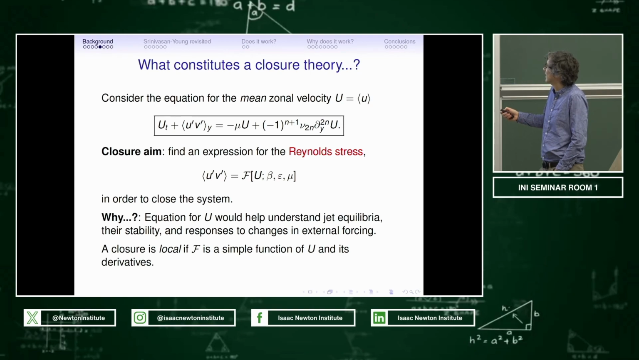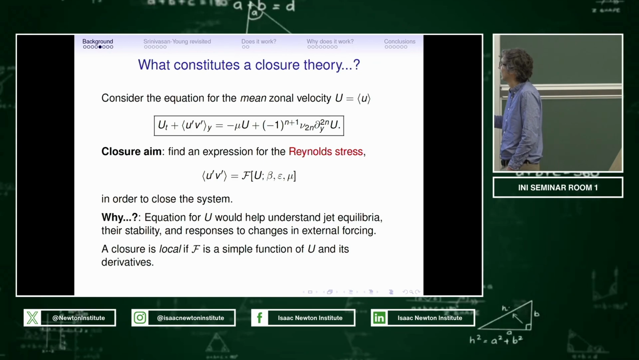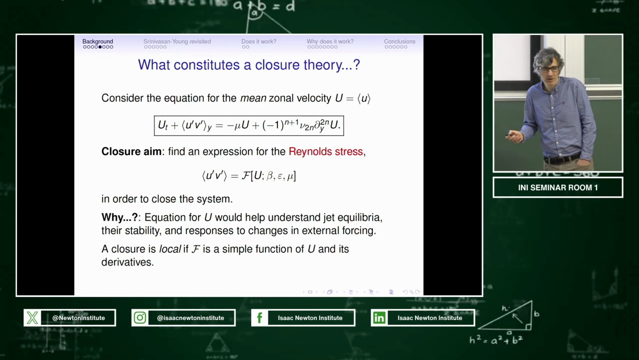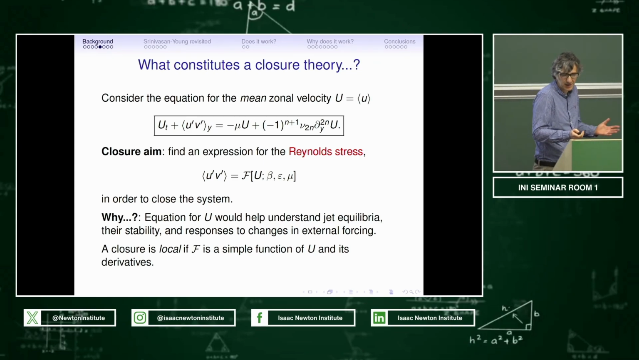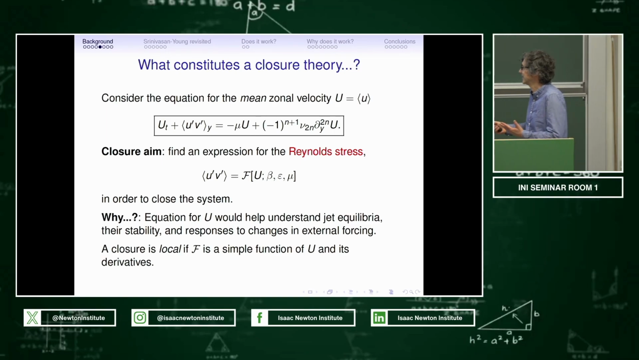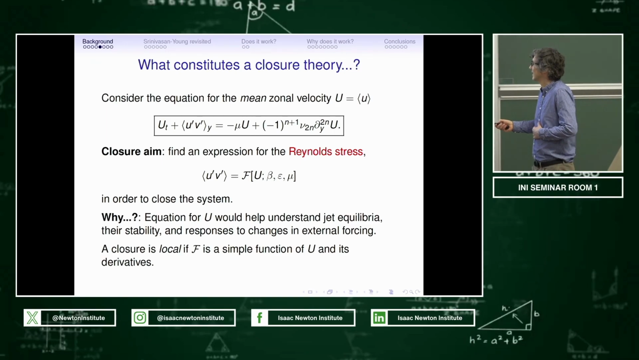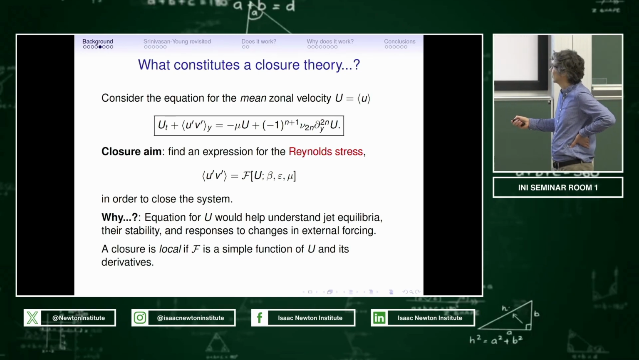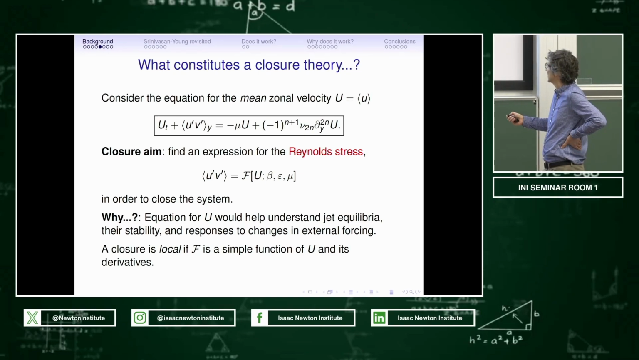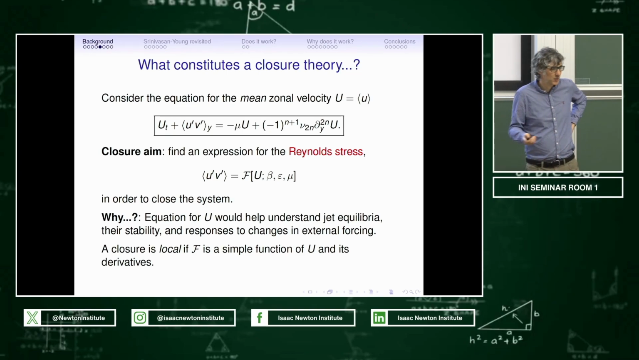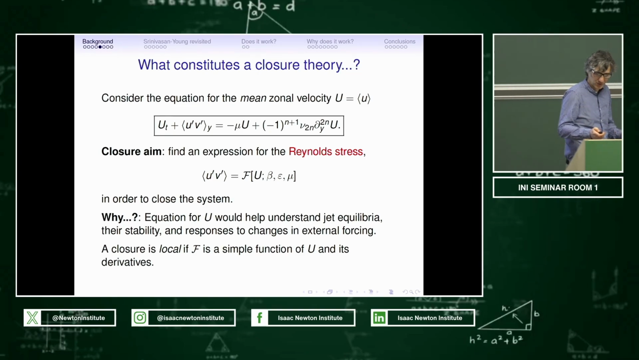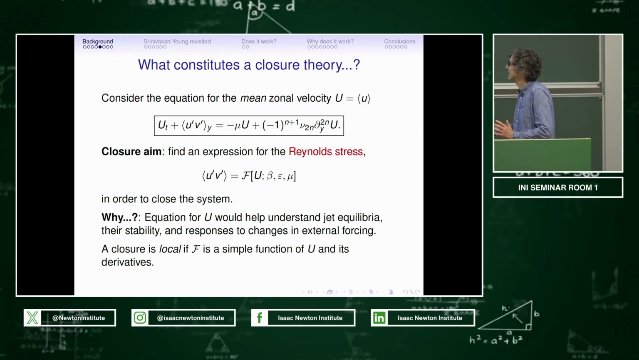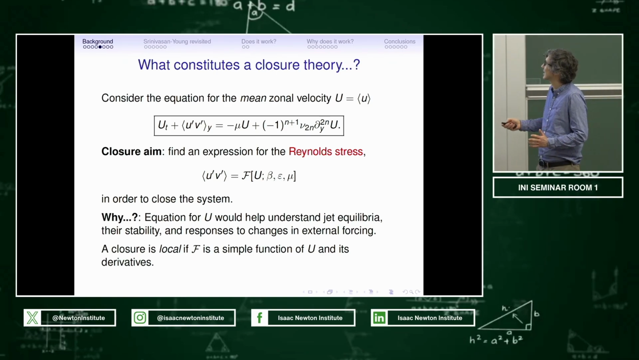The idea of a closure is, is there some way in which we could express this momentum flux as a functional of the flow and the model parameters? Why do we want to do that? Well, that would be some fundamental theoretical understanding of this problem. And in an ideal world, we could have a local closure where F is some function of u and its derivatives. That would close the system and make a nice parameterization for these types of flows. So that's the goal.